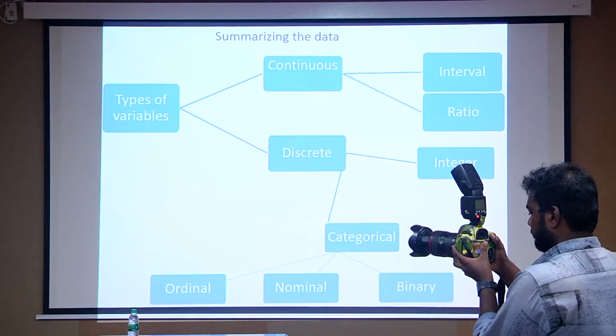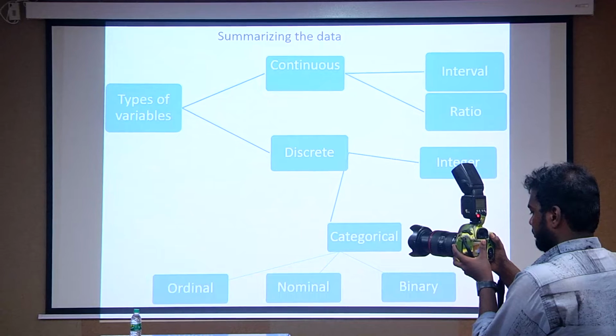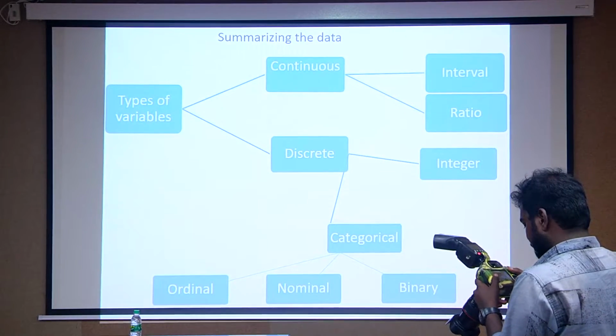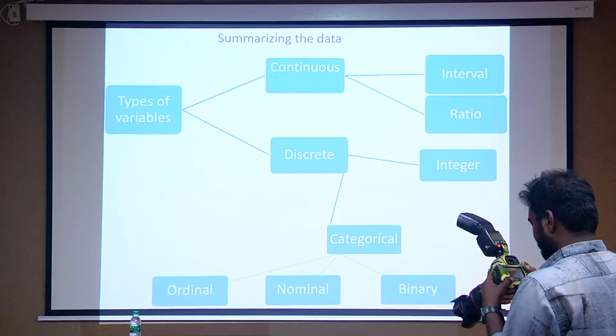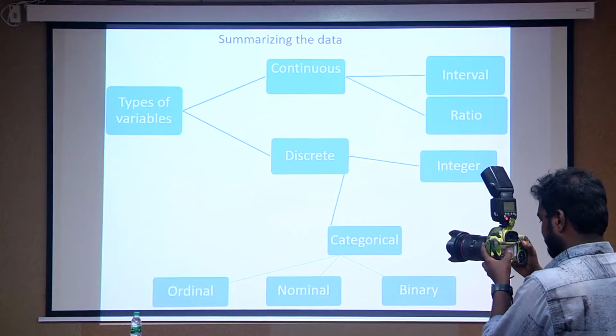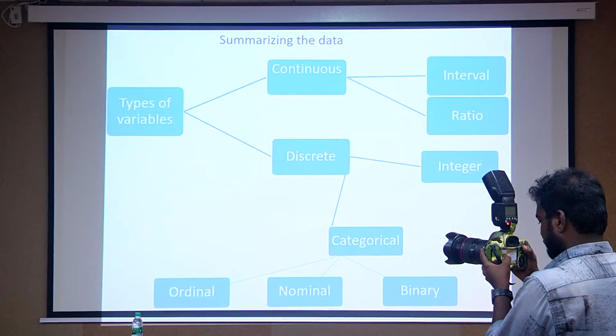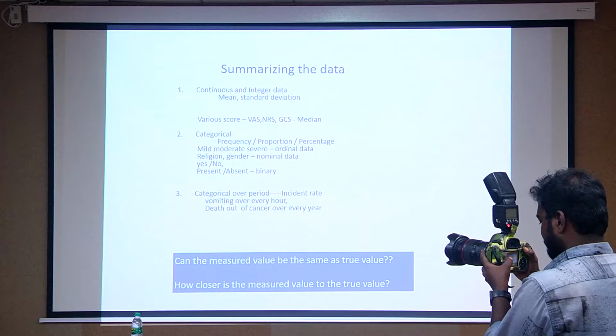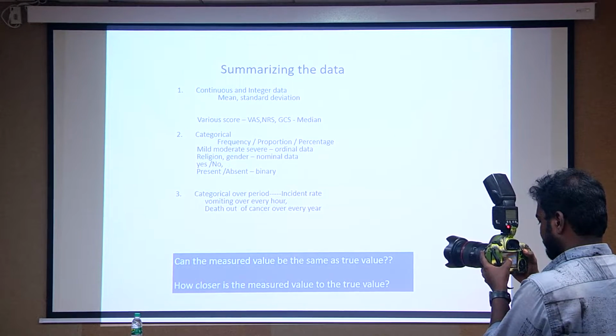Continuous and discrete. Continuous data can be interval and ratio, and discrete data can be integer or categorical. Categorical again can be ordinal, nominal, or binary. So how to summarize those data?